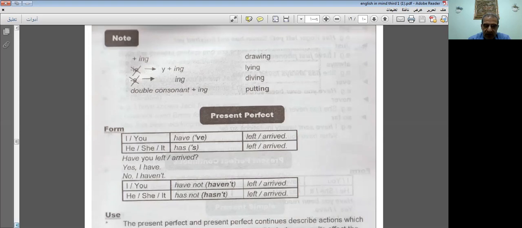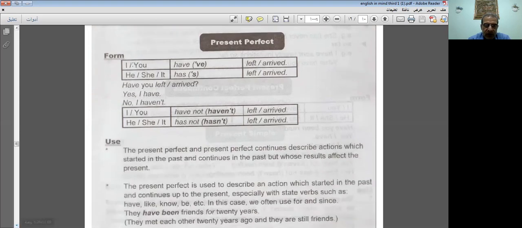Here we have another tense, the present perfect. As you see, we have have or has. If we want to make the short form of have, apostrophe ve, or the short form of has, apostrophe s. I, we, you, they, and any plural noun take have; he, she, it, or any singular noun take has. Here we have the verb left, irregular, but arrived, this is regular. Okay. Here we have the yes or no question.